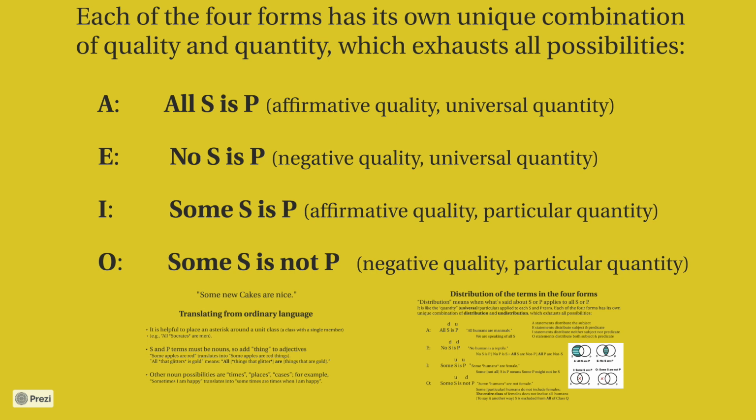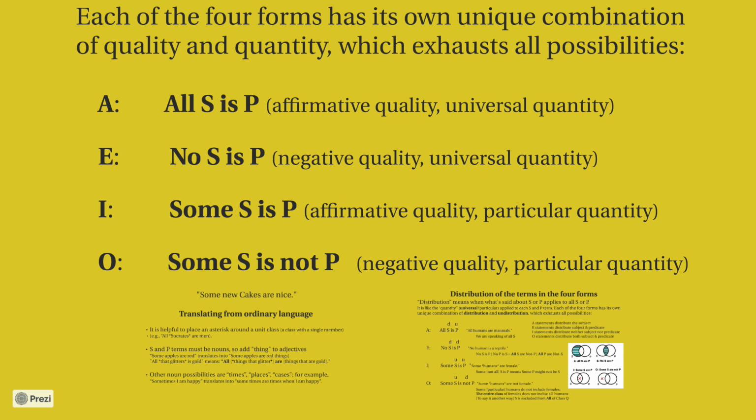The A proposition, all S is P, is affirmative and universal. The E statement, no S is P, is negative and universal. Our I proposition, some S is P, is affirmative and particular. And the O statement, some S is not P, is negative and particular.